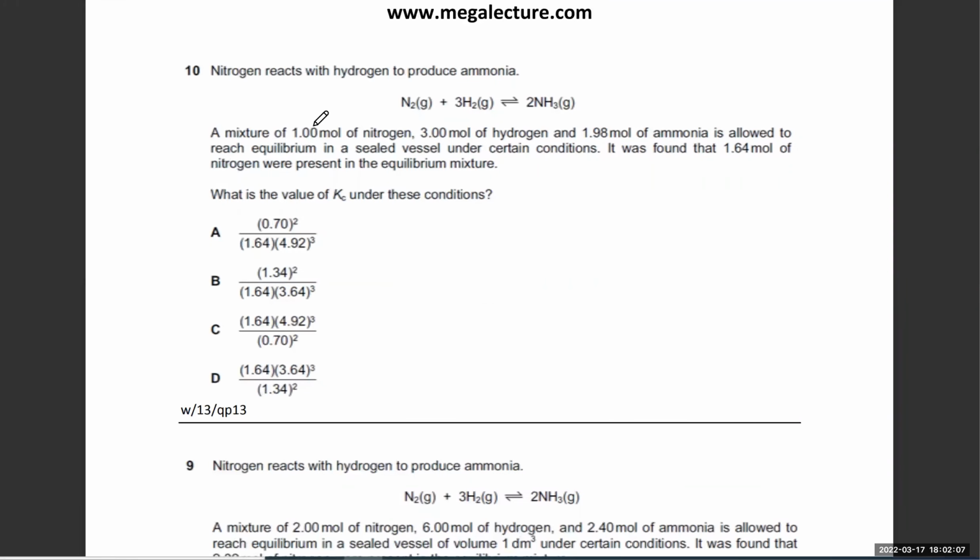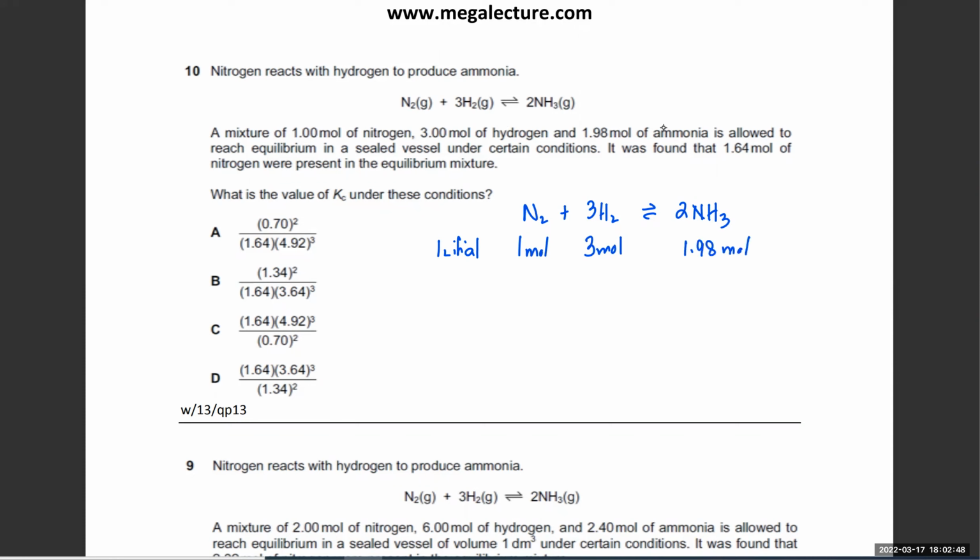I saw this one. You've got a mixture of one mole of N2, at a given pressure, its initial moles are given. So it's N2 plus 3H2 in equilibrium with 2NH3. I said initial, first row initial. So what are your initial moles? The initial moles that are given are one mole of N2 and three moles of H2. और अमोनिया भी बीच में डाला हुआ है, एंड देयर इज 1.98 मोल्स ऑफ अमोनिया, सो यू हैव गॉट दैट एज वेल.